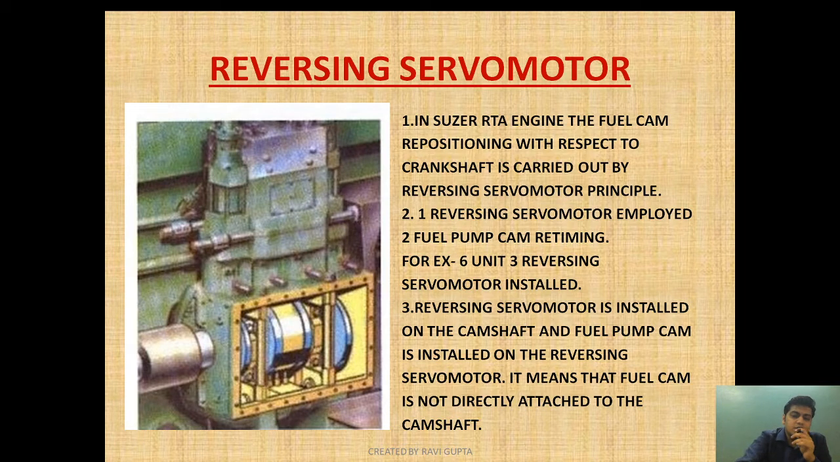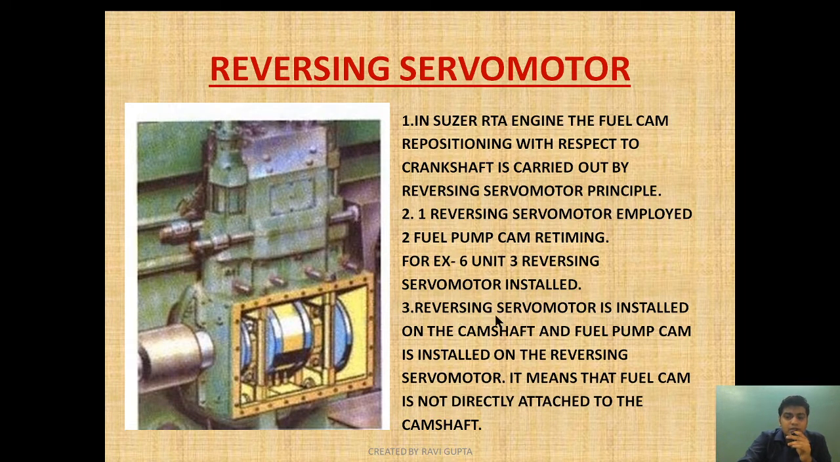Now the question is asked: how is this reversing servo motor employed? One reversing servo motor is employed for two fuel pump cam retimings. What do I mean by that? It means that suppose there are 6 units, in that case there will be 3 reversing servo motor installations. Okay, now let's move to the third point.